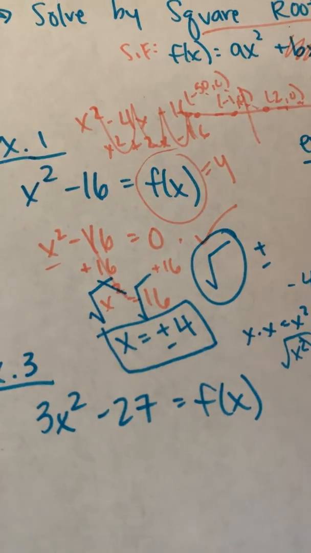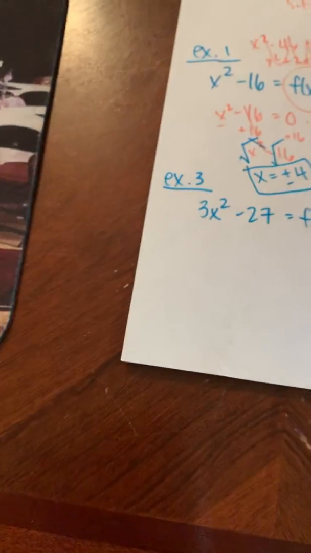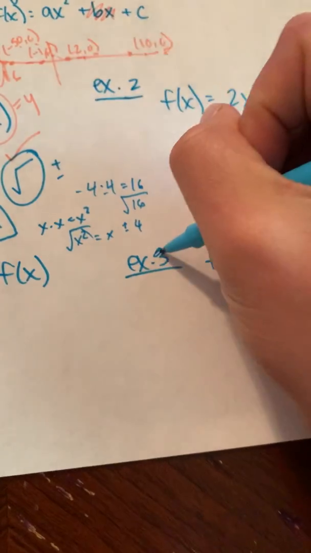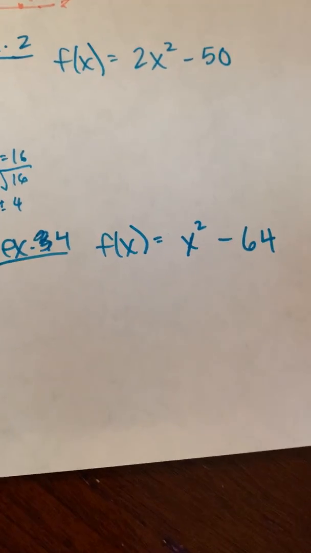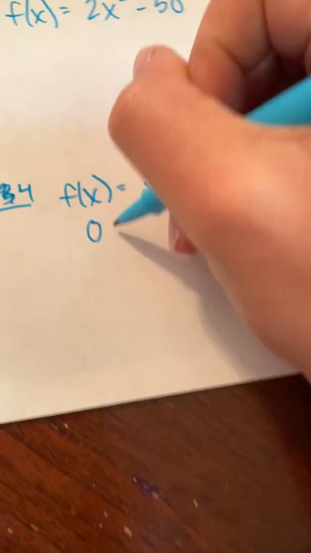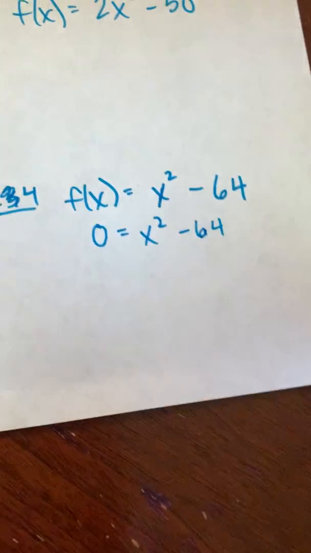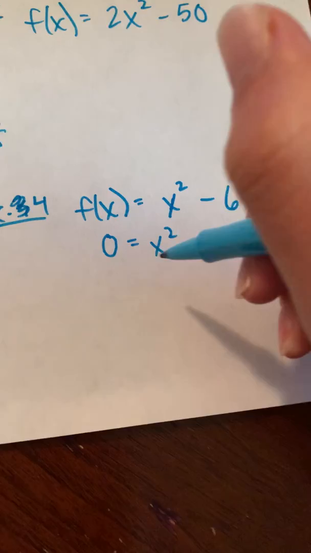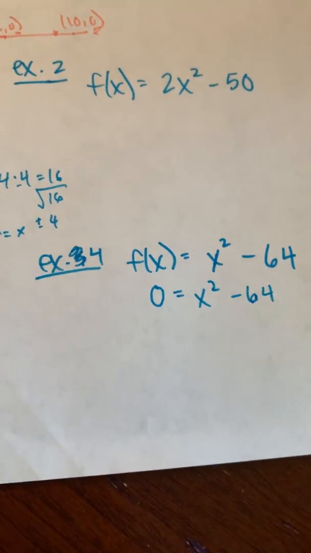So that is really your answer there. I'm actually going to scoot down to example 4 here, because this one's a little bit easier. So first step, always set it to 0. Always set the quadratic to 0. Okay? It's missing the middle term, so we know that we can use the square root method.